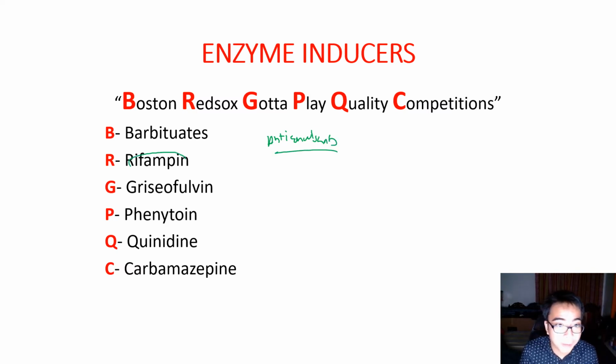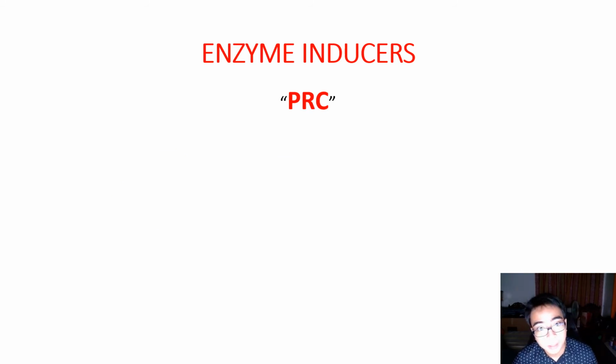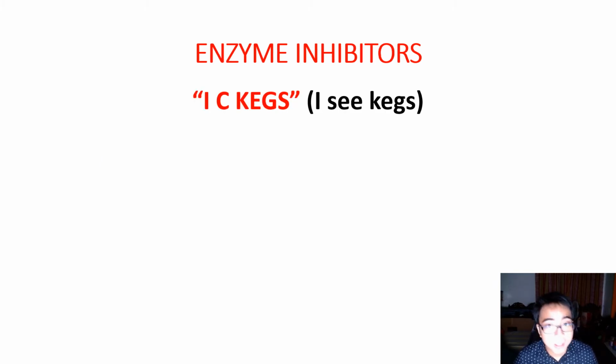Except, of course, for rifampin, griseofulvin. Alright? And quinidine, of course. These are antimicrobial drugs. Antimalarial, antifungal, antibiotic, ang rifampin. Okay, another mnemonic, class, that we can use, PRC. Okay? Phenobarbital, rifampicin, then carbamazepine, cigarette, and charcoal broiled foods. So those are examples of enzyme inducers.